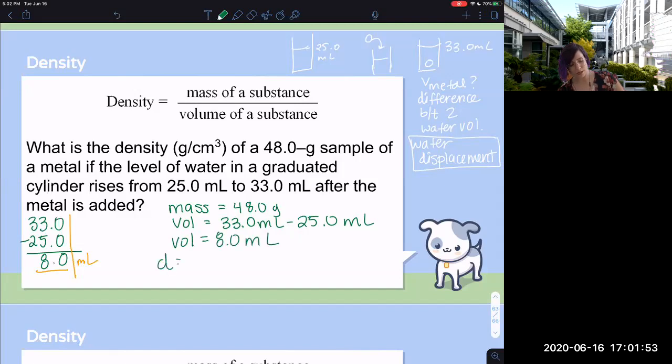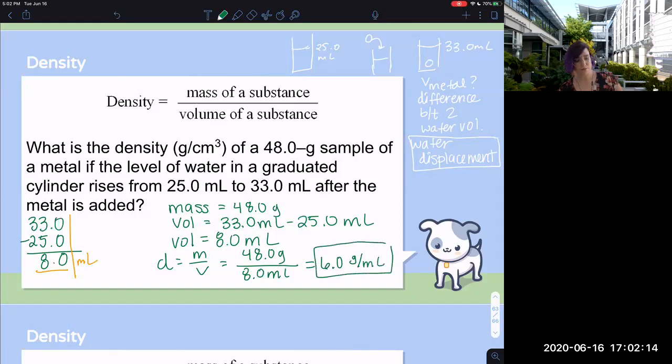So my density is equal to mass over volume, which is 48 grams over 8 milliliters. My units are not going to cancel here. The unit of density is whatever mass over whatever volume you get. And we get 6. But I need 2 sig figs. So I'm going to do 6.0 grams per milliliter as my answer here. So correct anything you need to correct in your notes.